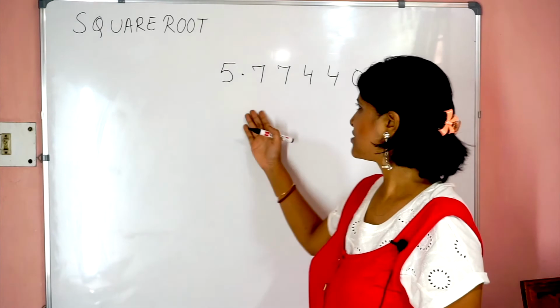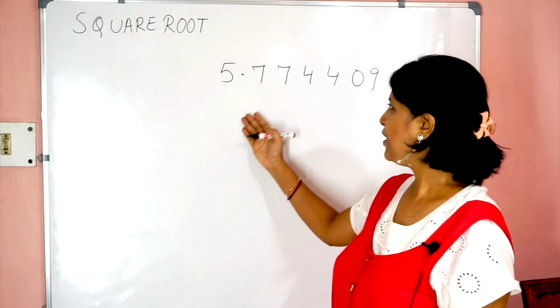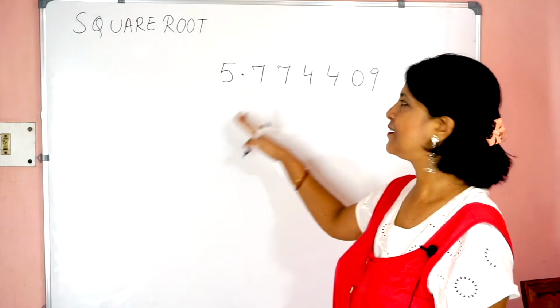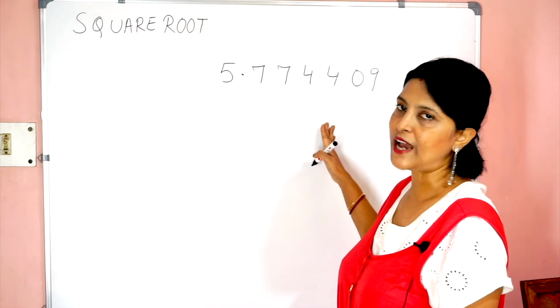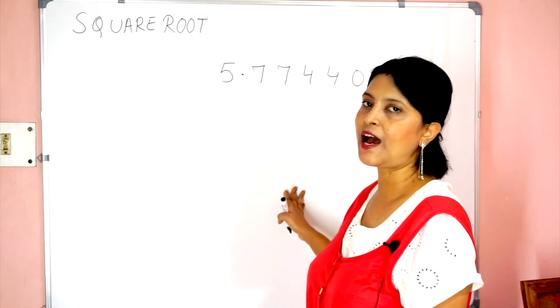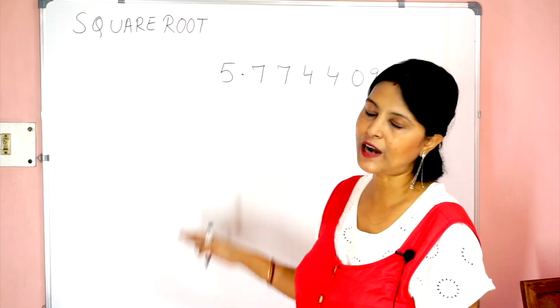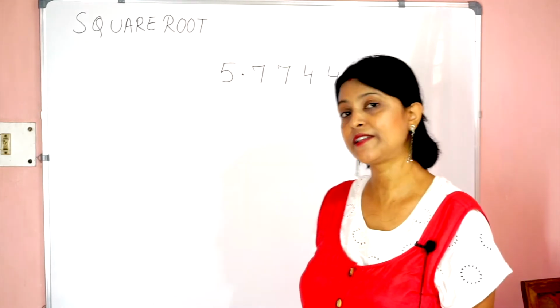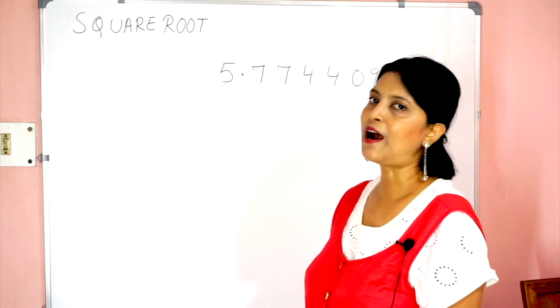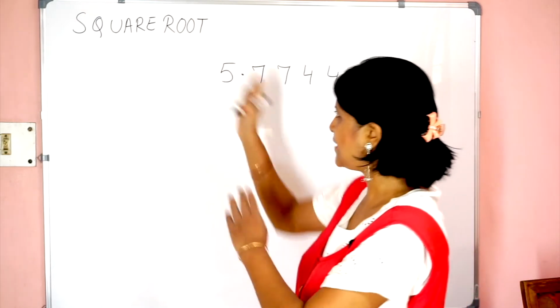Look at the next question now, children. We have an integral part and a decimal part. So before I start with the process of division, I have to make groups of 2 digits for the integral part as well as for the decimal part separately. For the integral part, I will start grouping from the right hand side to the left hand side.